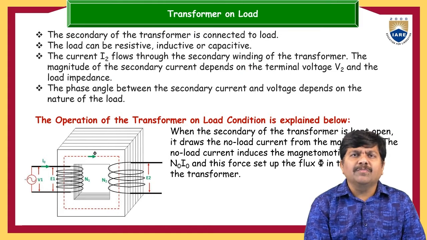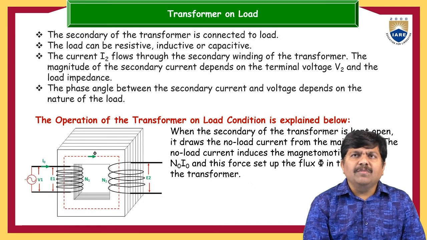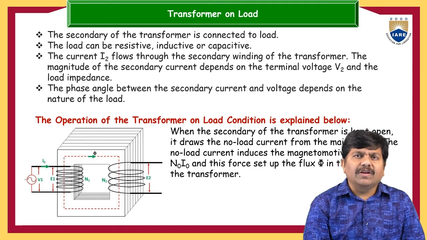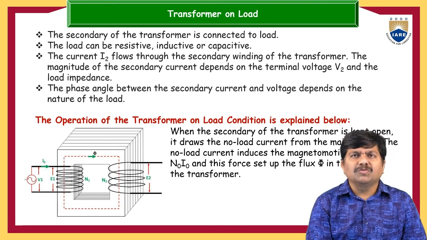That current is generally represented as I2. The magnitude of the secondary current depends on the terminal voltage and the load impedance. The phase angle between the secondary current and the voltage depends on the nature of the load, as we just discussed for the types of loads. If it is a resistive load, the secondary voltage V2 and the secondary current I2 will be in phase. Otherwise, for inductive loads it will be lagging, and for capacitive types of load it will be leading.